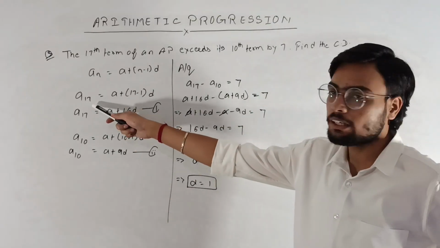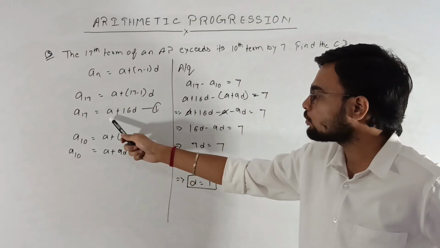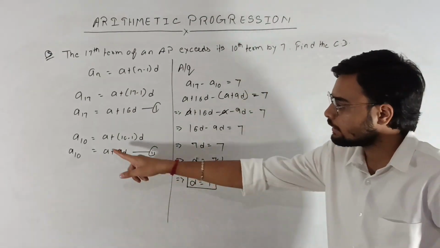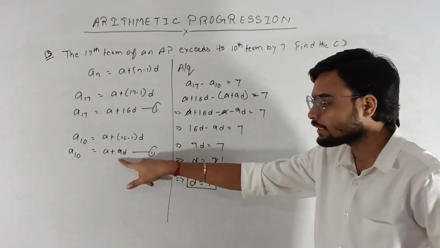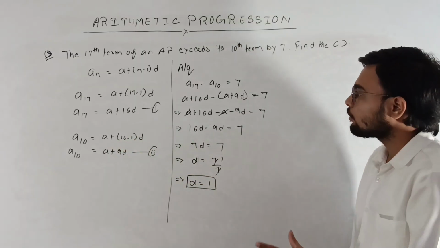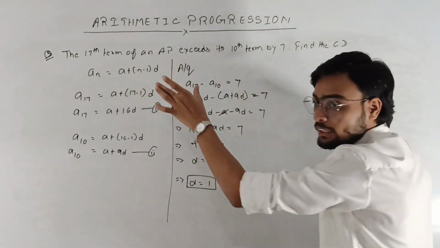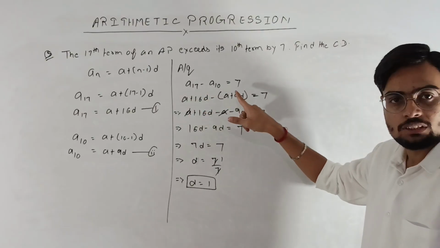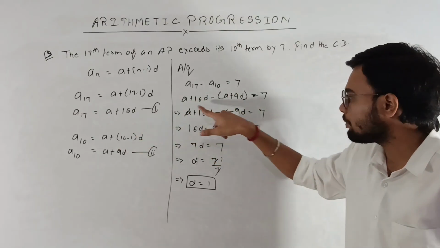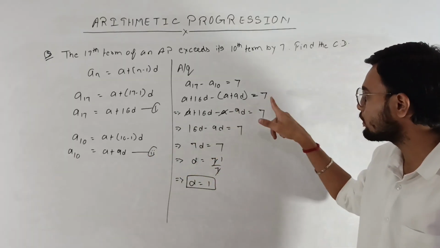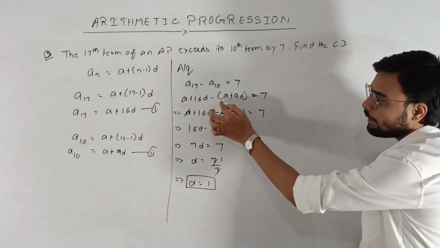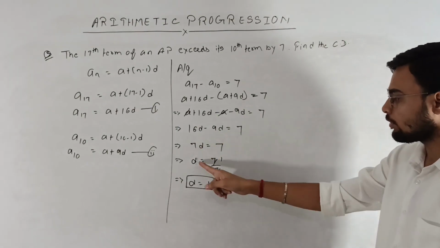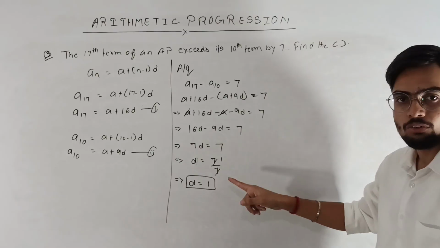First I write the 17th term, which is A plus 17 minus 1 into D, which is equal to A plus 16D. This is my first equation. Now it's given the 10th term, so I write the 10th term is A plus 10 minus 1 into D, which is equal to A plus 9D. This is my second equation. The question said that the 17th term of this AP exceeds its 10th term by 7. So A17 minus A10 is equal to 7: A plus 16D minus A plus 9D is equal to 7. Now I open the bracket, then the sign is changed, minus A minus 9D. A is cancelled. 16D minus 9D is equal to 7. So 7D is 7, so D is 7 upon 7, which is 1. So D is 1.